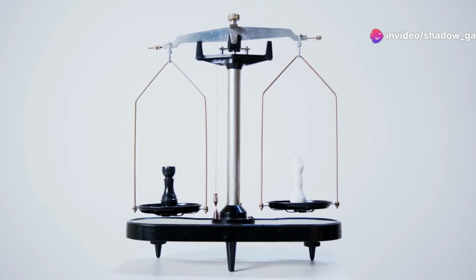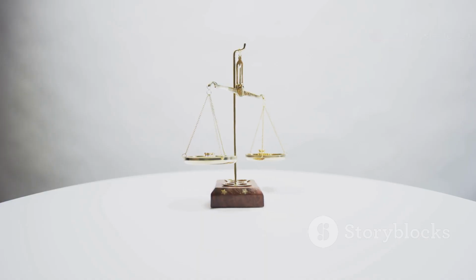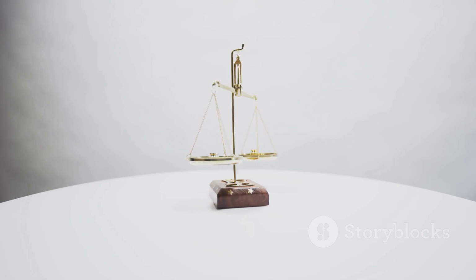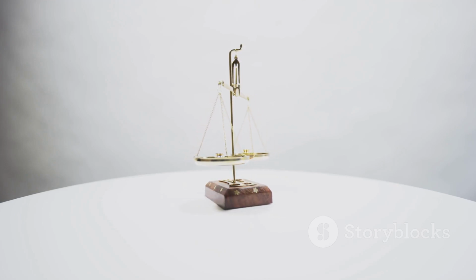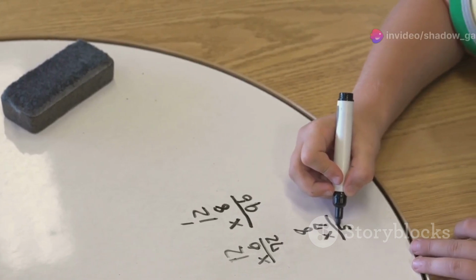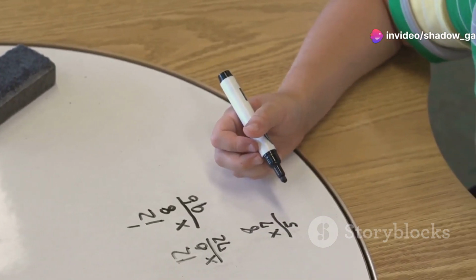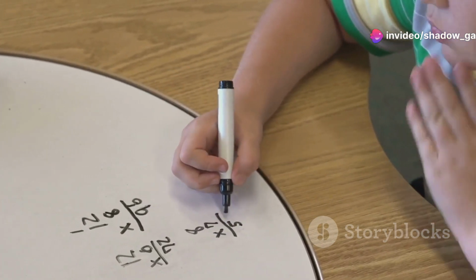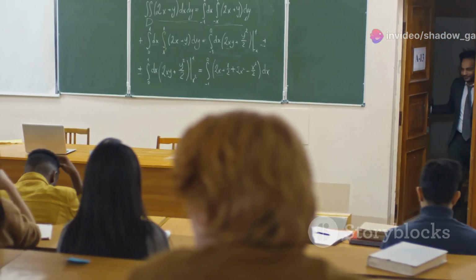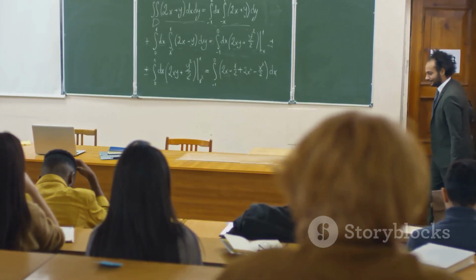Think of an equation as a balance scale. Both sides of the equation must always be equal, just like the two sides of a scale need to be balanced. When we solve an equation, our goal is to find the value of the unknown variable that makes the equation true. In this essay, we'll embark on a journey to explore the world of equations.